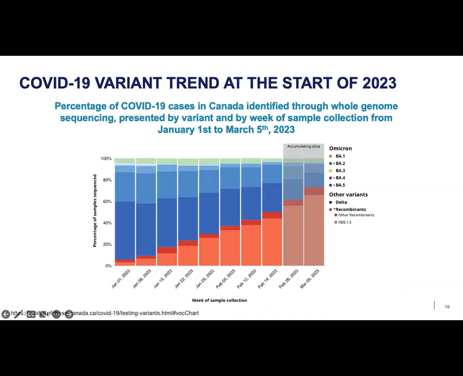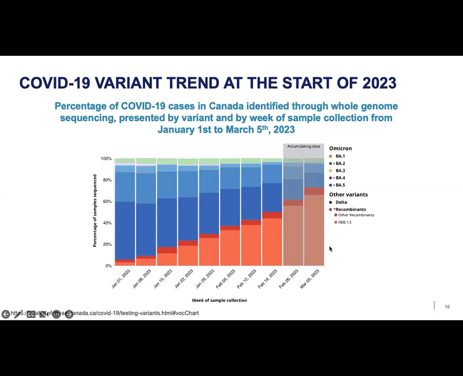So if we zoom into the beginning of 2023, this is data specifically from January 1st to March 5th, 2023. It shows the percentage of COVID-19 cases in Canada identified through whole genome sequencing, presented by variant and by week of sample collection. So nationally, clinical sequencing shows that XBB.1.5 has displaced previously dominant variants of the BA.5 lineage.